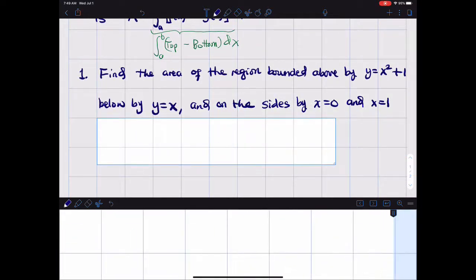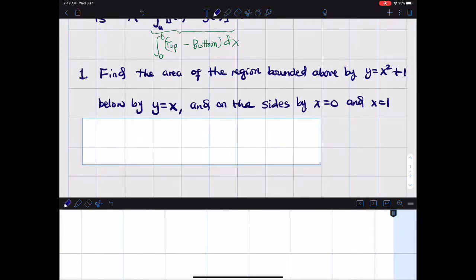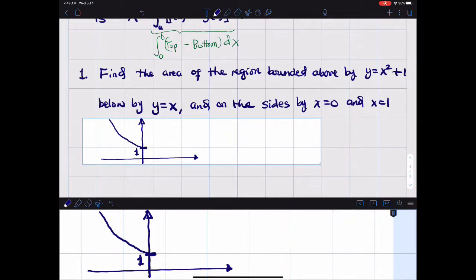So let's sketch these curves. It's always important in this topic to sketch your curves. So let's sketch as many as we can. So we have y equals x squared plus 1. That's just the parabola y equals x squared shifted up 1 unit. So let's assume this is our 1 unit. We have the parabola. And then we have y equals x.